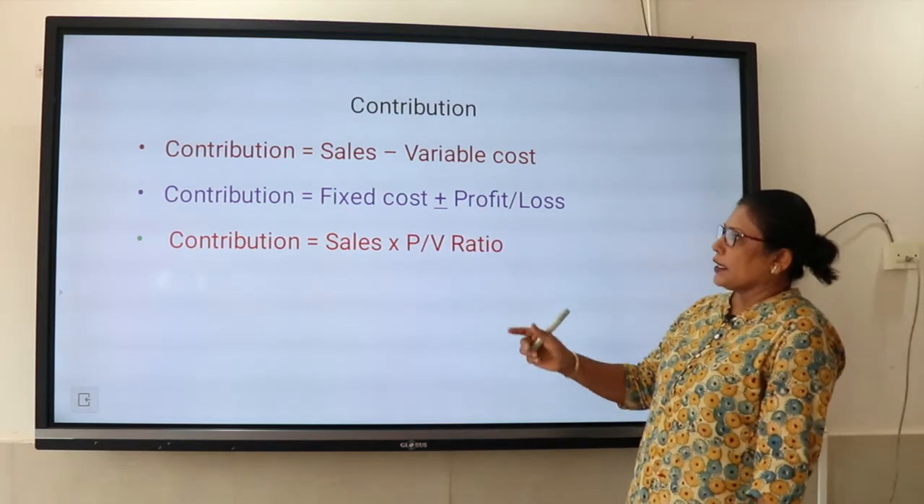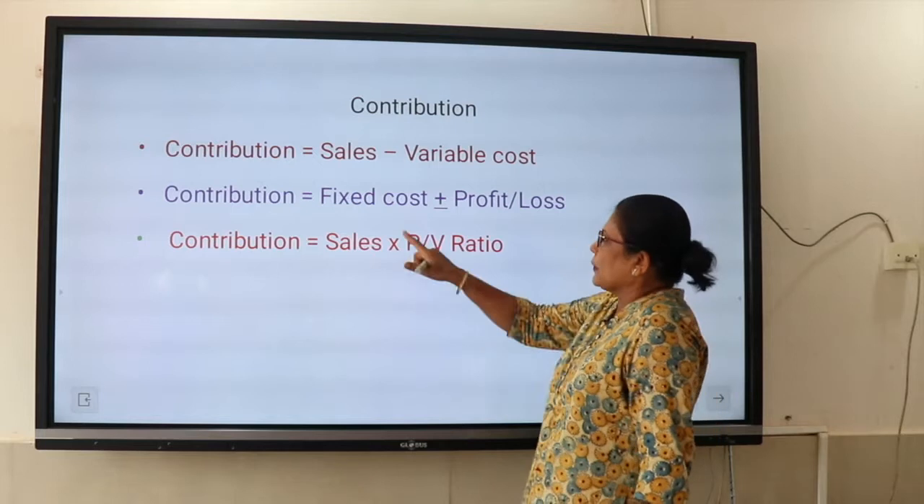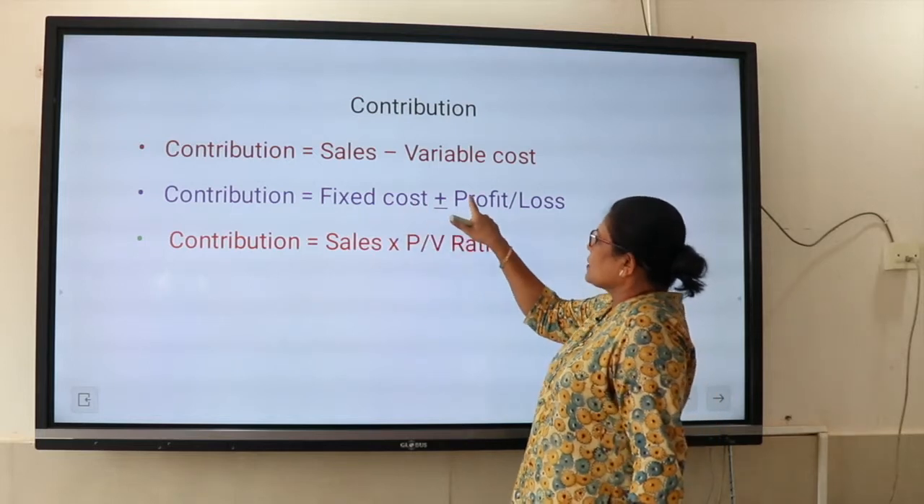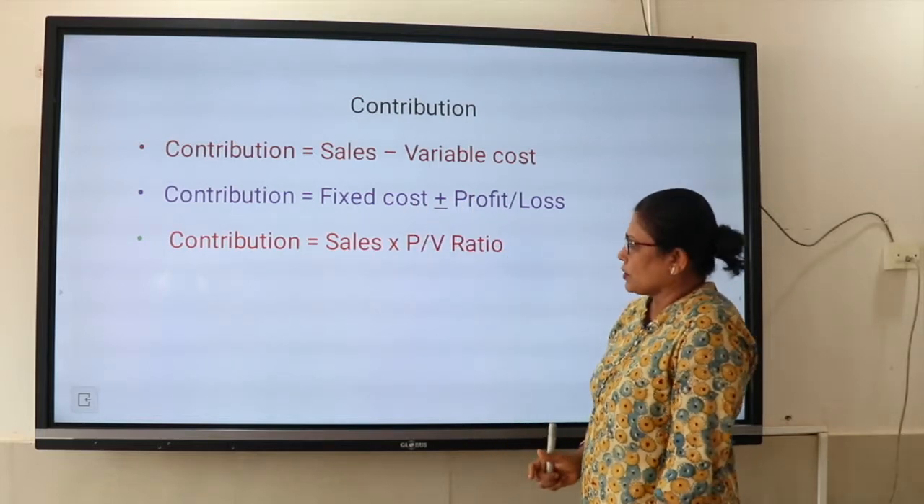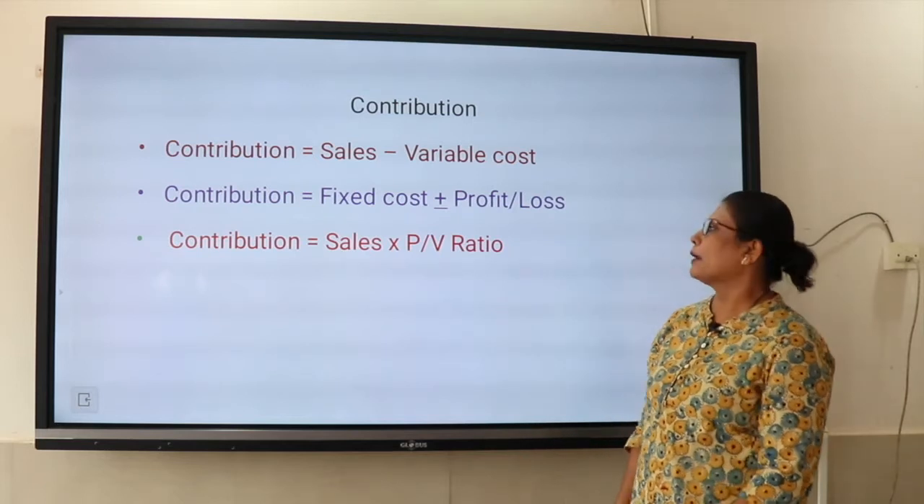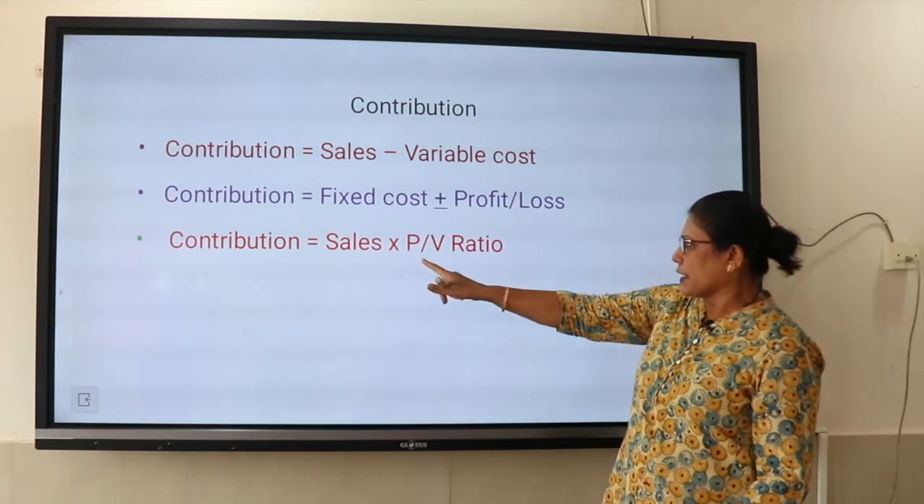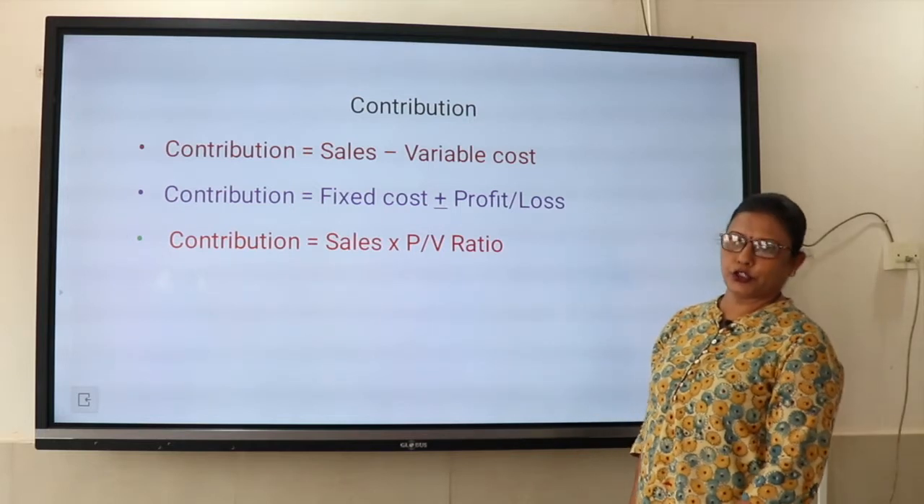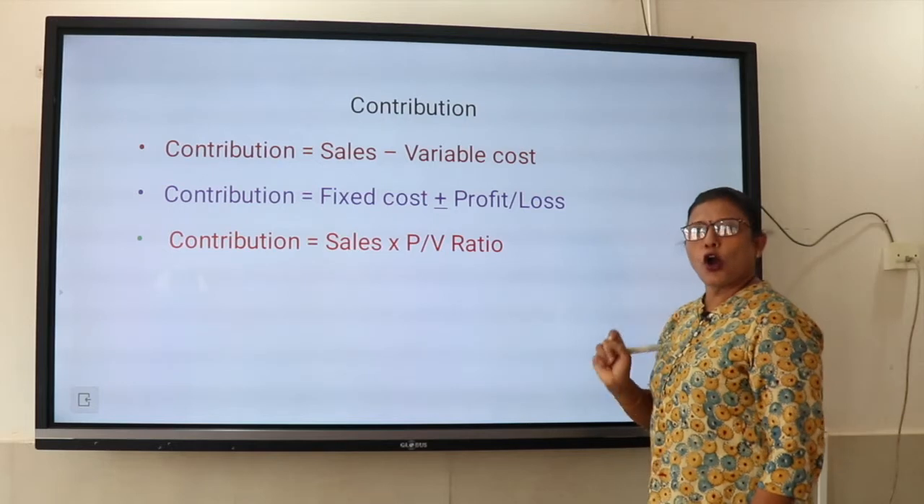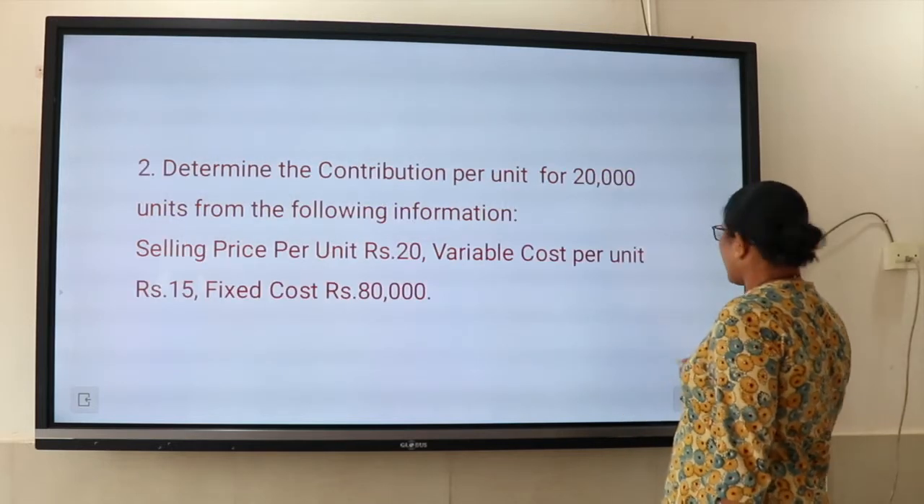So hence contribution can also be calculated as fixed cost plus profit or minus loss. It can also be calculated with the help of a PV ratio, which I will show you when we learn the PV ratio, that is sales into PV ratio. Alright. Now let us take one small illustration for determining a contribution.